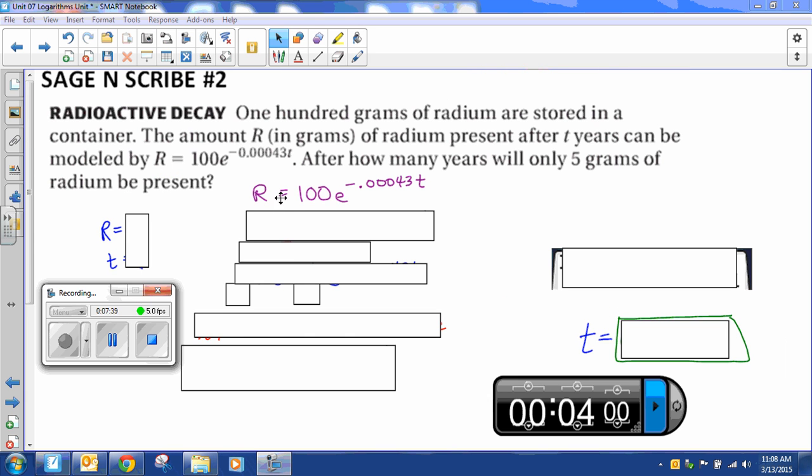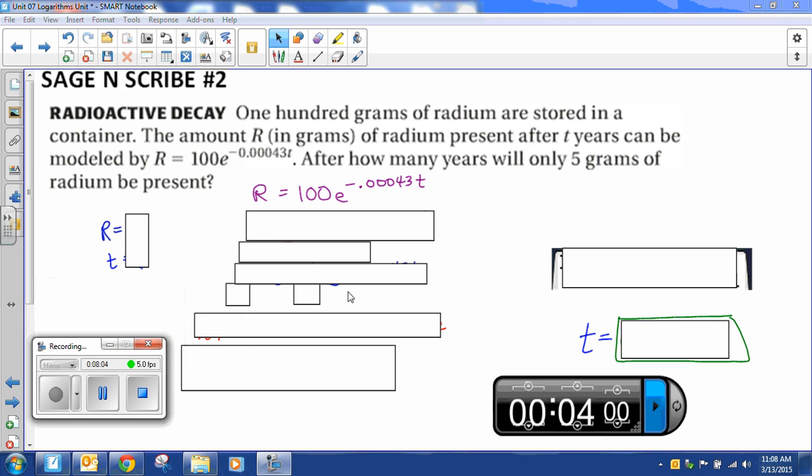Last example, here's exponential decay. This is actually radioactive decay. 100 grams of radium are stored in a container. The amount R in grams of radium present after t years can be modeled by R equals 100 e to the negative 0.00043t. After how many years will only 5 grams of radium be present? Ladies and gentlemen, that's why radioactive waste sticks around forever, because the half-life is so huge.